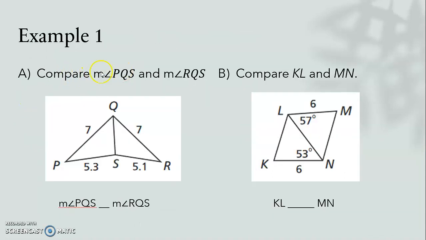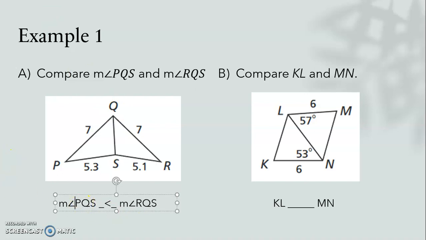In example 1, they want us to compare the measure of angle PQS and the measure of angle RQS. So the first thing we need to do is make sure we have those pairs of congruent sides. So notice that PQ and QR are congruent because they have the same measurement. And then notice that QS is shared in both triangles. So I need to compare this angle to this angle. So see if you can make that comparison and decide if it's the hinge theorem or the converse.